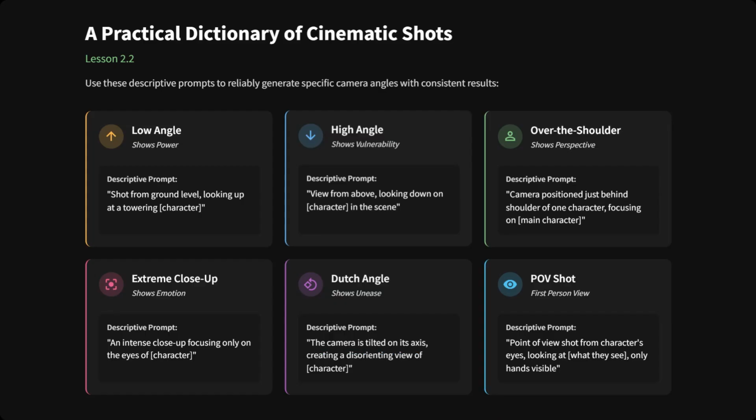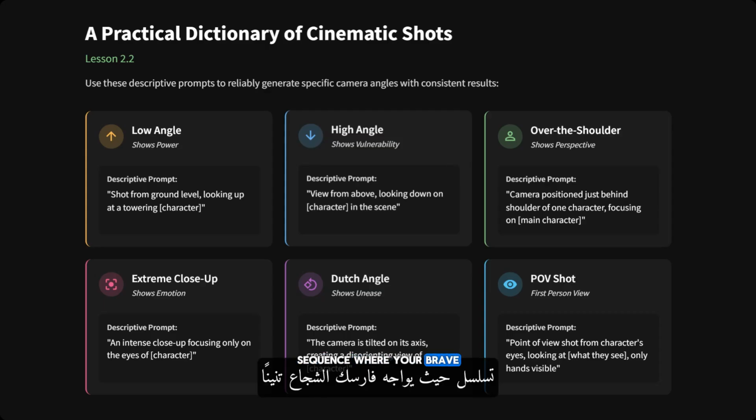To really solidify this, here's the scenario you'll want to run. You're creating a sequence where your brave knight confronts a dragon. Write 3 prompts for 3 distinct shots. When you do this, you'll see the power of descriptive language. First, to emphasize the knight's vulnerability, you'd use a high angle. "View from above, looking down on the brave knight as he faces the immense dragon."